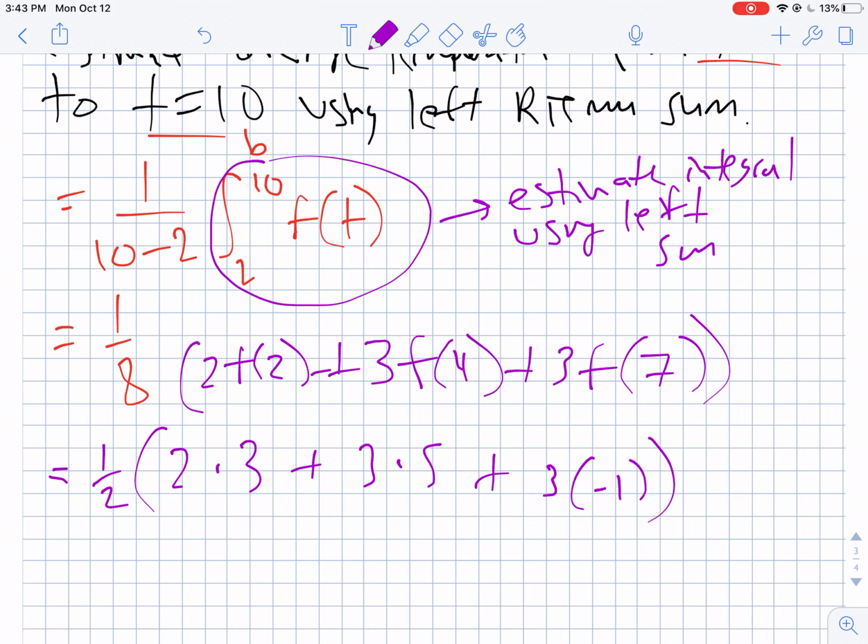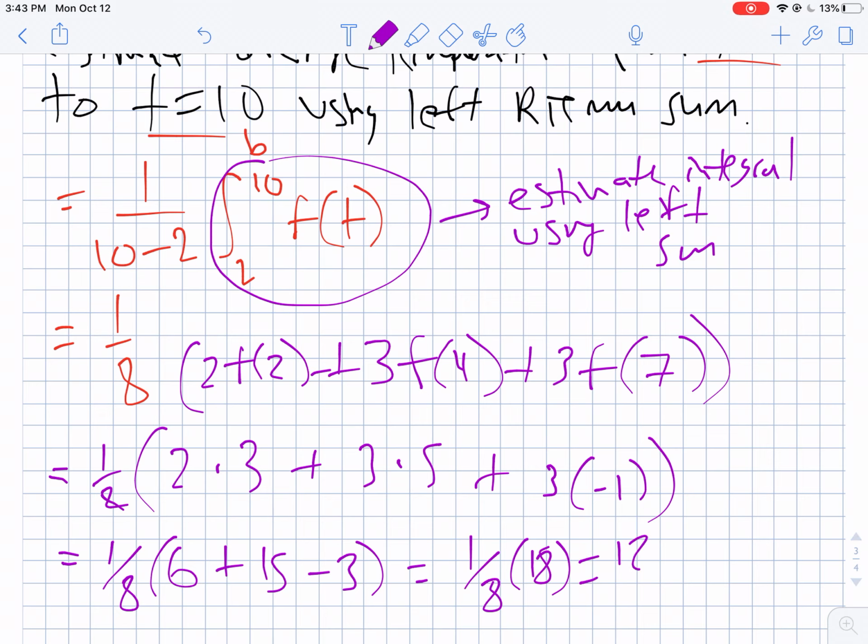Now again, this is an estimate because it's a Riemann sum, but let's figure this out. This should be a 1/8. So this is 1/8 of 6 plus 15 minus 3. So that's 1/8 of 18, also known as 18/8. I guess you could simplify it to 9/4 if you want. That's 2.25. So that's our average value.